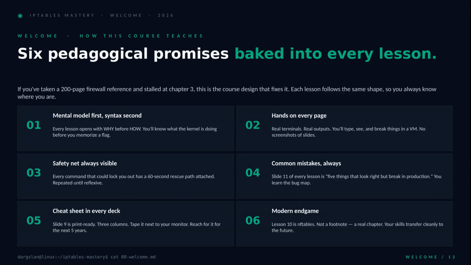Now, with the prerequisites sorted, here's how every lesson is actually built. 6 promises, repeated in every deck. We open with the mental model before the syntax, we keep your hands on a real terminal, and we never show you a dangerous command without the rescue path beside it. Slide 11 catalogs the bugs that look right but break in production. Slide 9 is a printable cheat sheet for your monitor. And Lesson 10 gives nftables a full chapter, because the skills you build here need to outlive iptables itself.